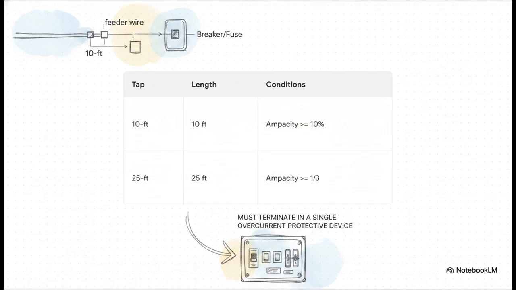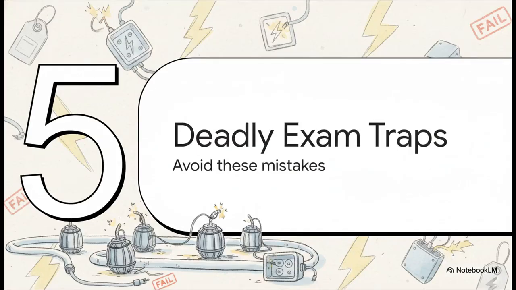But look at the unifying rule here. Whether you're pulling a 10-foot or 25-foot tap, both absolutely must terminate in a single overcurrent protective device. That single breaker or set of fuses is the whole shebang when it comes to safely limiting the load on that tap. And finally, Section 5, Deadly Exam Traps.